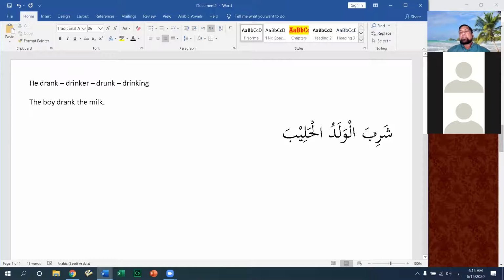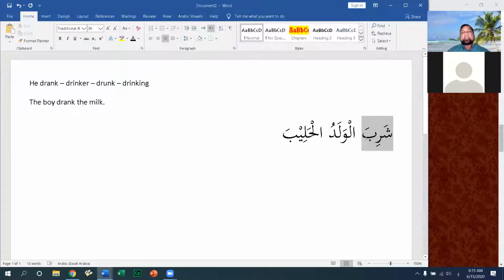So the way we would say this, we'll say al-fi'alu shariba. So we're analyzing this sentence, and we'll say the fi'l, the verb is shariba. Al-waladu al-fa'ilu. The subject or the doer of the action is al-waladu. And al-haliba al-maf'ulu bihi. That the halib is the thing that receives the action. In English, we say verb, subject, and object.